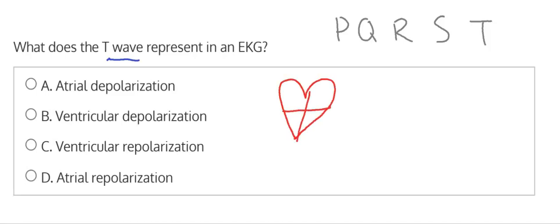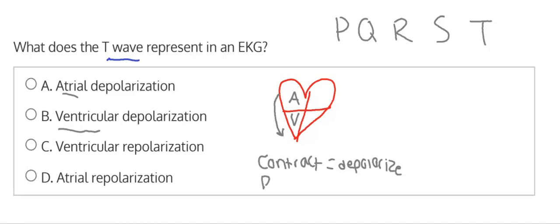So you have your chambers, and you have your atria before your ventricles. So the order of the contraction, the way the heart would go, would be atrial first, and then ventricular. We're going to keep that in mind for knowing if we're looking at atrial or ventricular. And we also know that the heart pumps and then relaxes, pumps and then relaxes. So the contraction, or the pumping, equals depolarization. And then your relaxation is like your reset, so your repolarization.